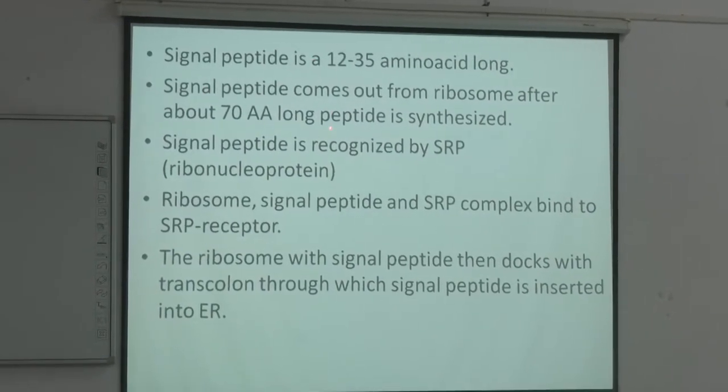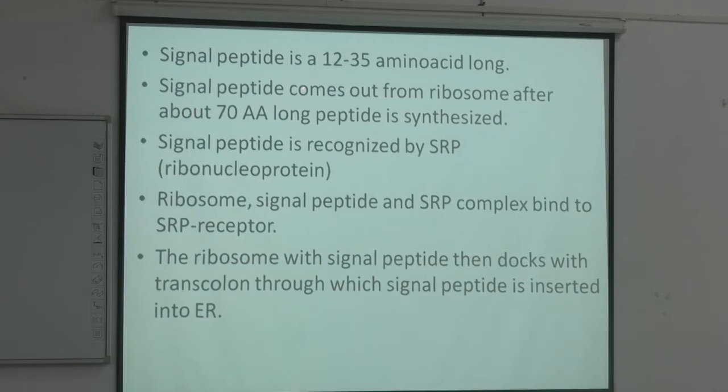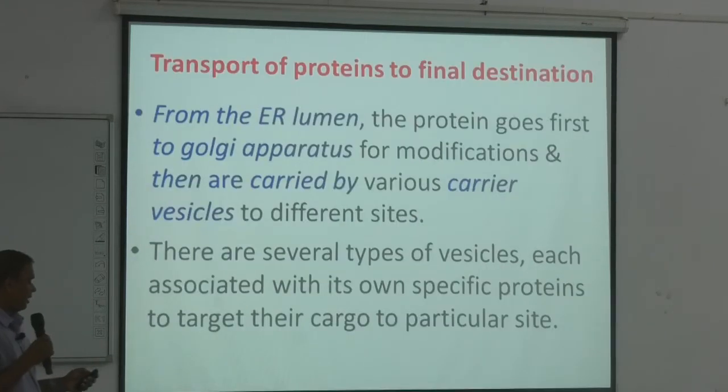Same thing is there. Signal peptide is about 7 amino acids long, and the SRP particle is a ribonucleoprotein, all these things I have already discussed. So after that what will happen? Once the protein enters, it will go for modification, and after modification it will reach the target site by some carrier vesicles.